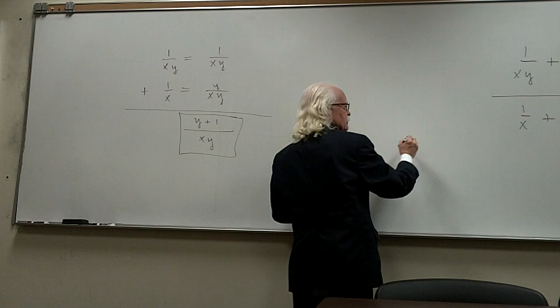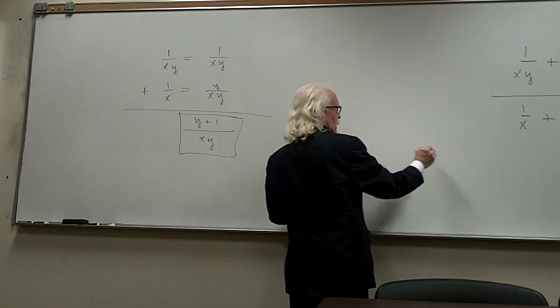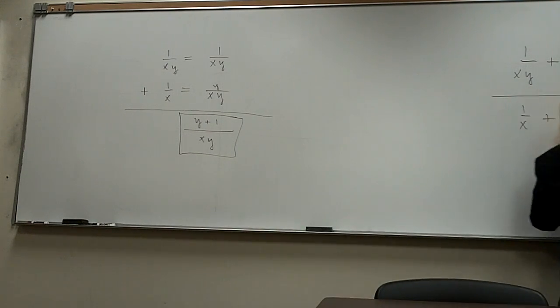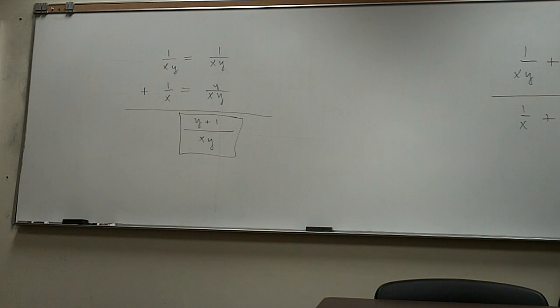What is the bottom one? The bottom one is nothing more than what? Well, let's do this, okay? You have 1 over x, and the common denominator is going to be x. This is what? That's the bottom one, right?